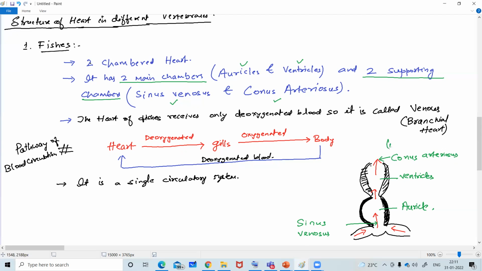So there is one more name, bulbus arteriosus. Right? There is one more name of this. So this is how the heart system looks like. Okay. This is the structure of fish heart, and these are some points about fish heart.